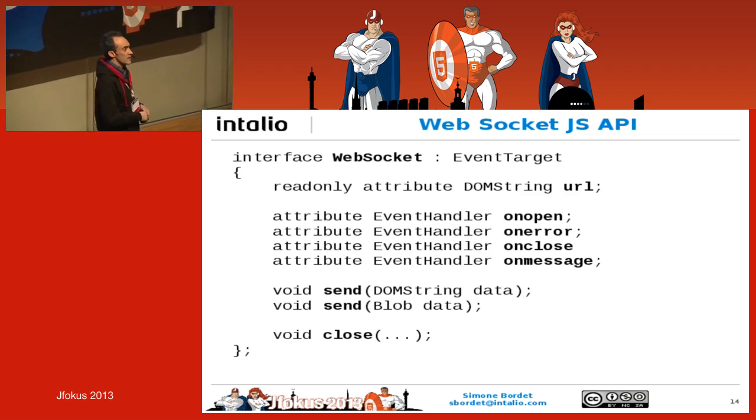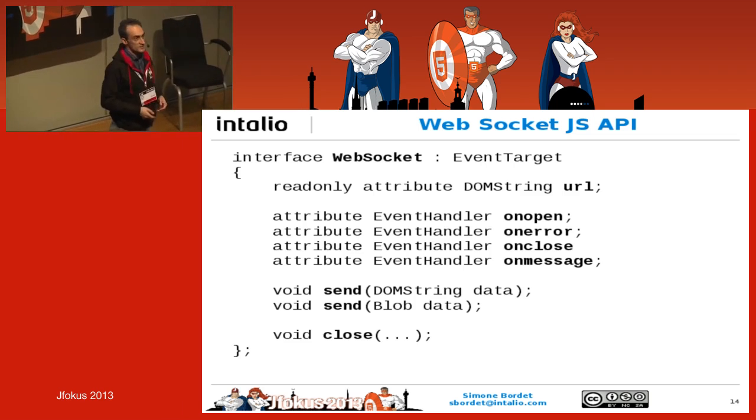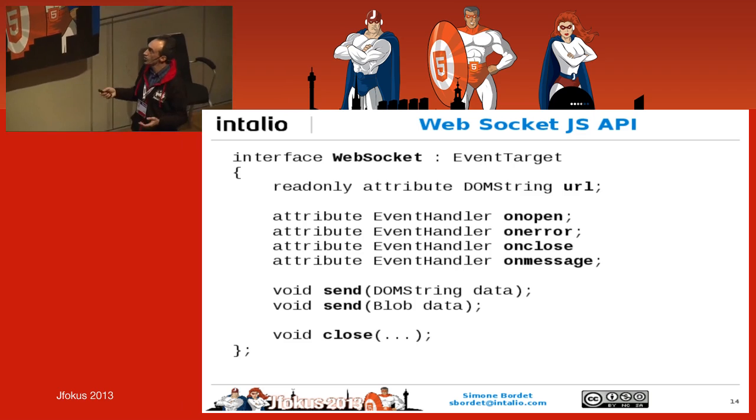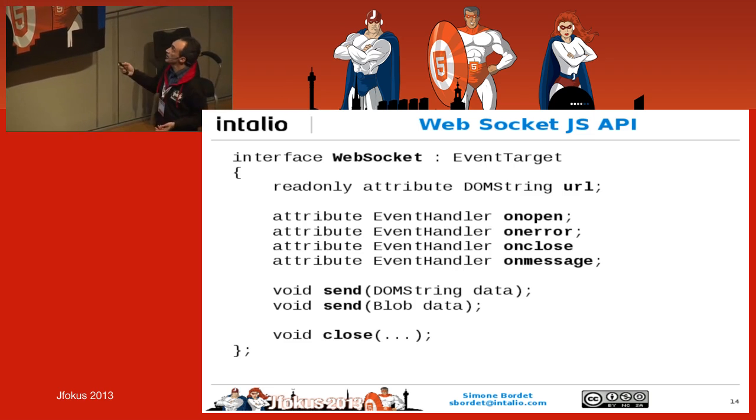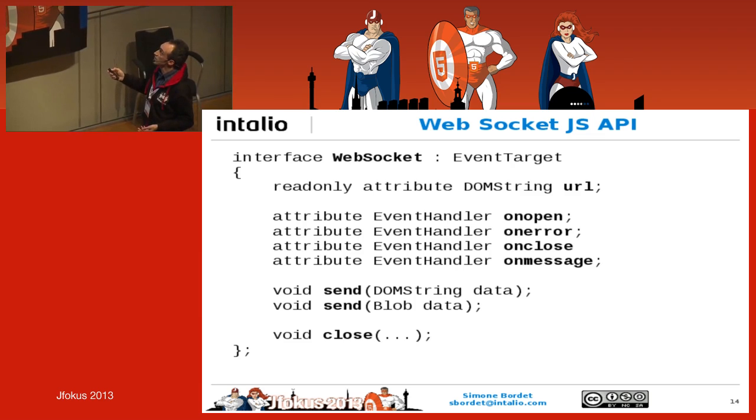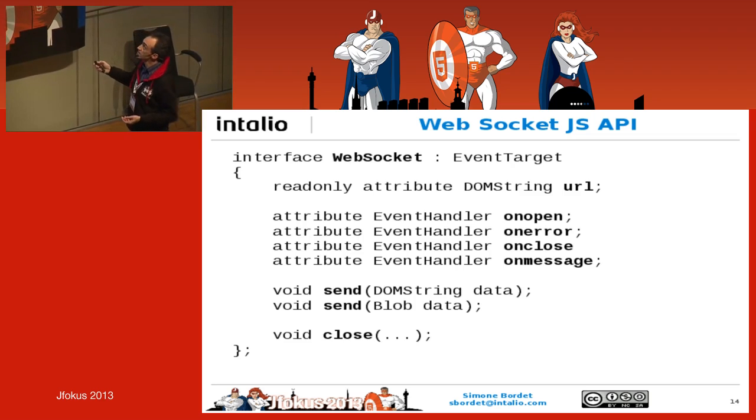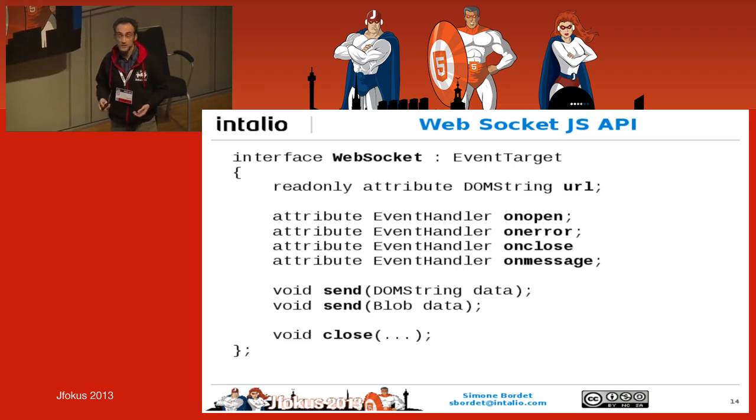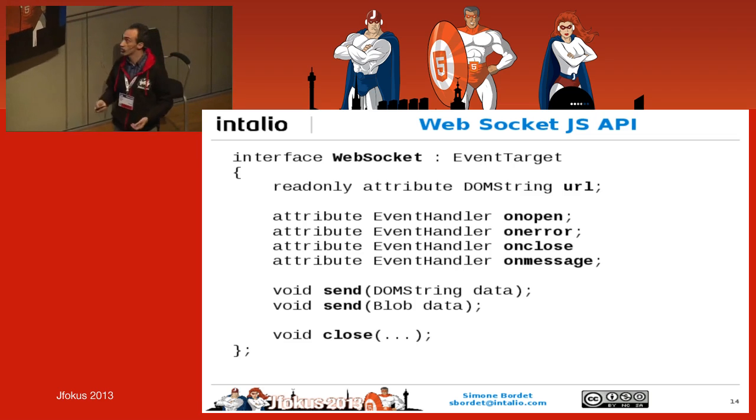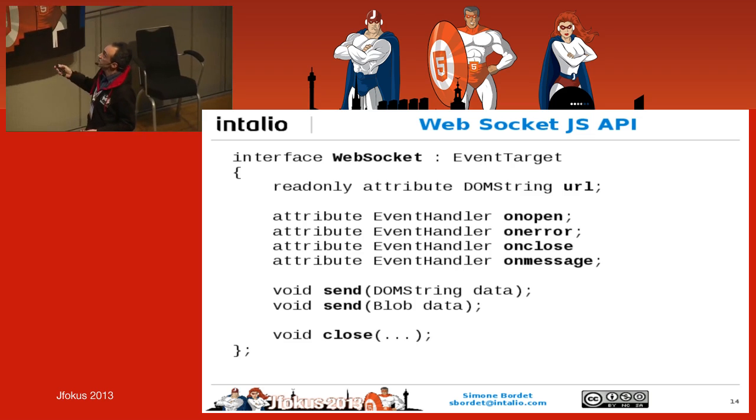Just to give you an idea of how simple WebSocket is, this is basically the whole interface that you get in JavaScript on your browser. You get the URL you open the connection to. You have 4 callbacks, functions, that you can assign to these fields. They will be called when a connection has been opened, when there is an error on the connection, when the connection is being closed, and when the server sent you a message. Okay? You will be called by the browser. So this is the passive part.